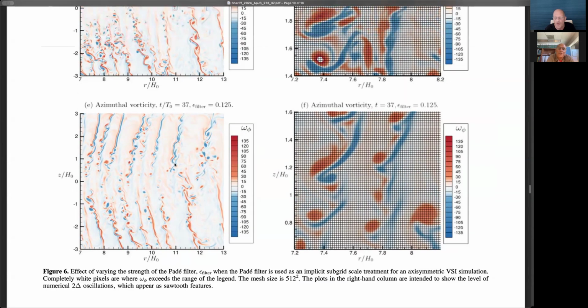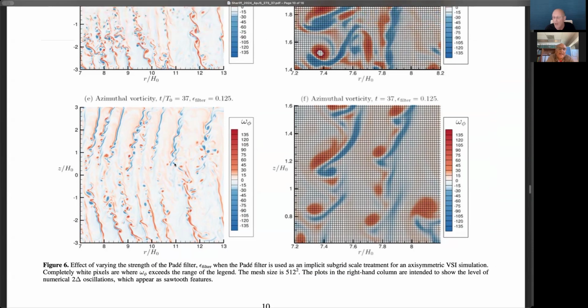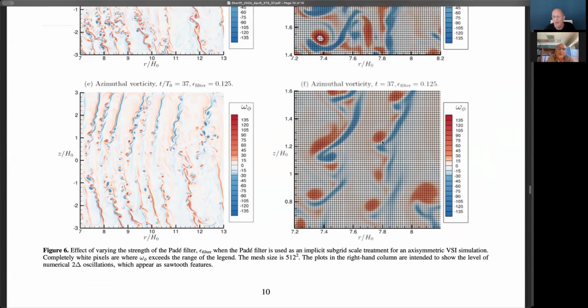By the way, let's look at the right-hand side. The right-hand side is a zoom showing the grid at a given location. And so you don't see any 2 delta wiggles. Everything is fairly smooth. This is a 512 square grid. Now let's look at the middle figure.